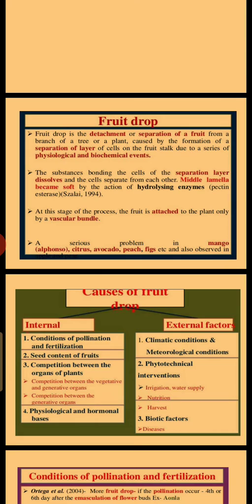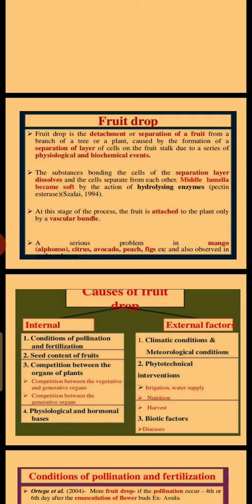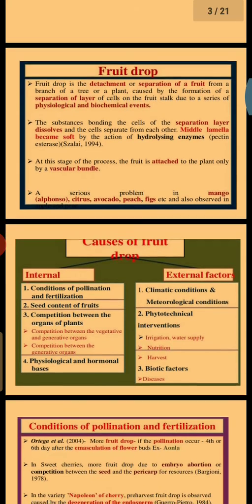The third internal cause is competition between the organs of plants, meaning competition for photosynthates between the vegetative and generative organs after photosynthesis. And the last point is physiological hormonal imbalance, which is a major cause of early fruit drop.